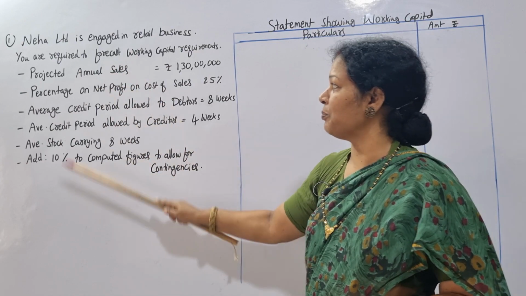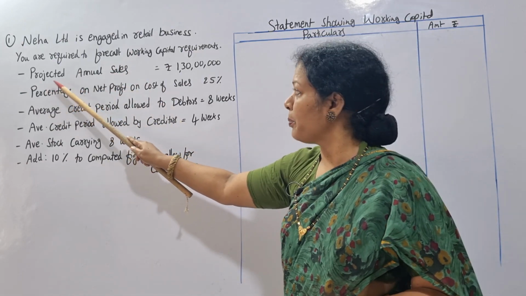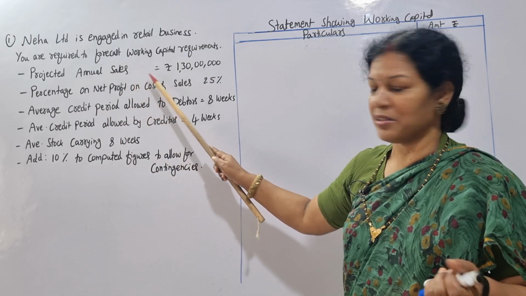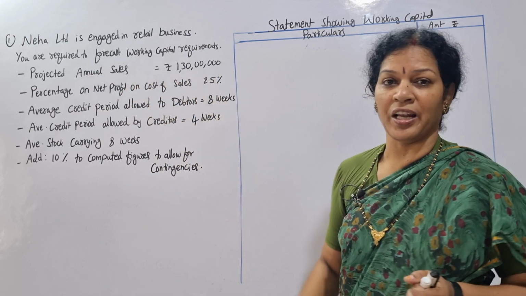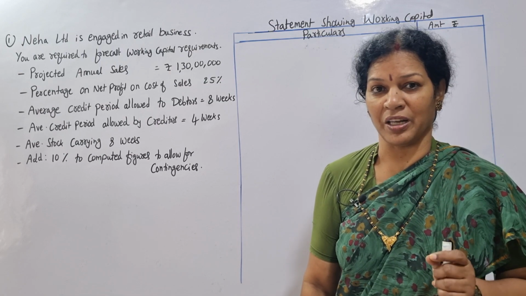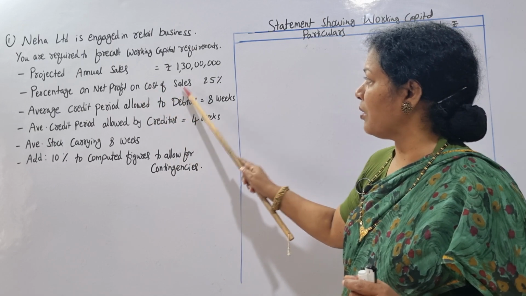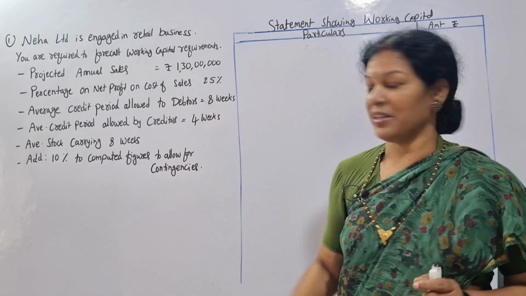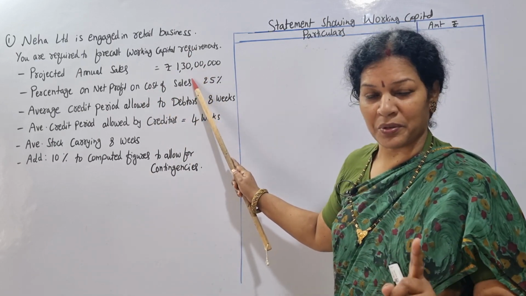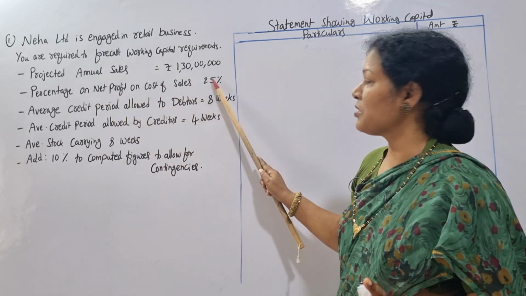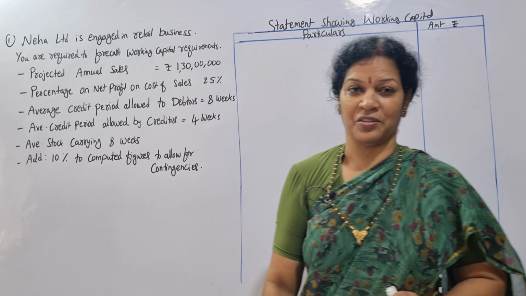This is the information. First thing is the projected annual sales. Their annual sales are 1 crore 30 lakh rupees. And the percentage of net profit on cost of sales is 25%. Sales are 1 crore 30 lakh. And also they said net profit on cost of sales is 25%.